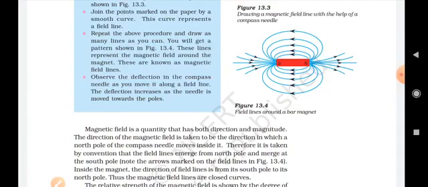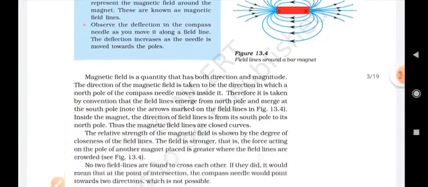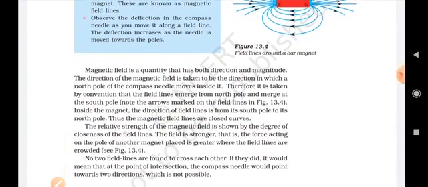Now see here, what is magnetic field? It is a quantity that has both direction and magnitude, and the direction of the magnetic field is taken to be the direction in which the north pole of the compass needle moves inside it. So the magnetic field shows both things: it shows the direction as well as the magnitude. Here the movement occurs. So the magnetic field strength is there and this strength has a direction, and that direction is from the north pole to the south pole.